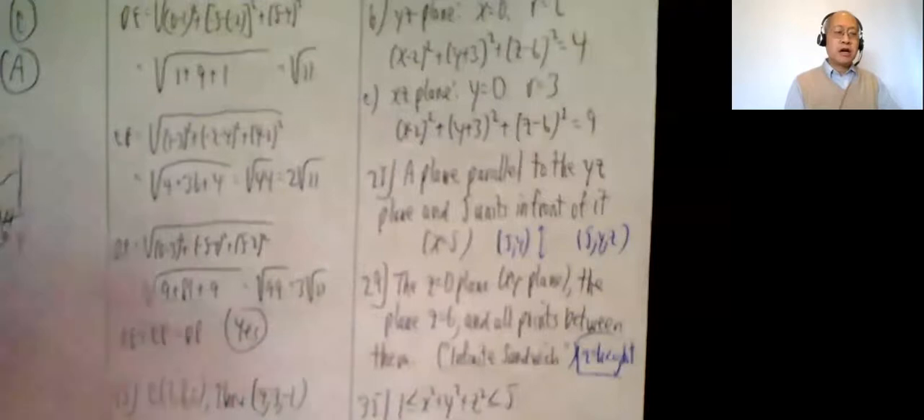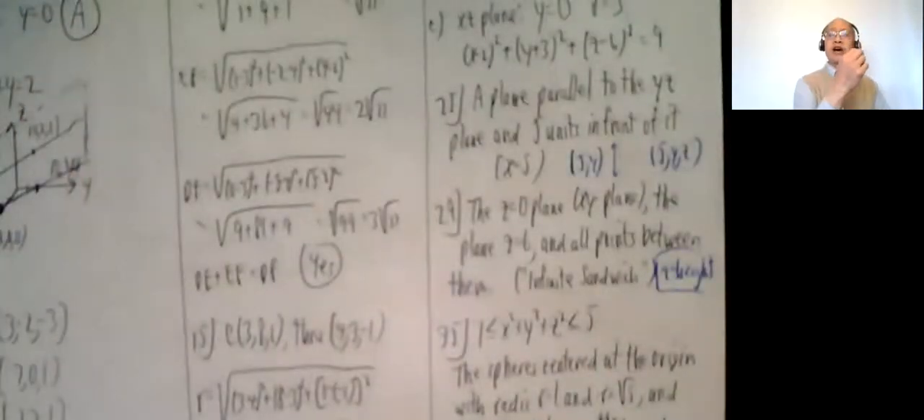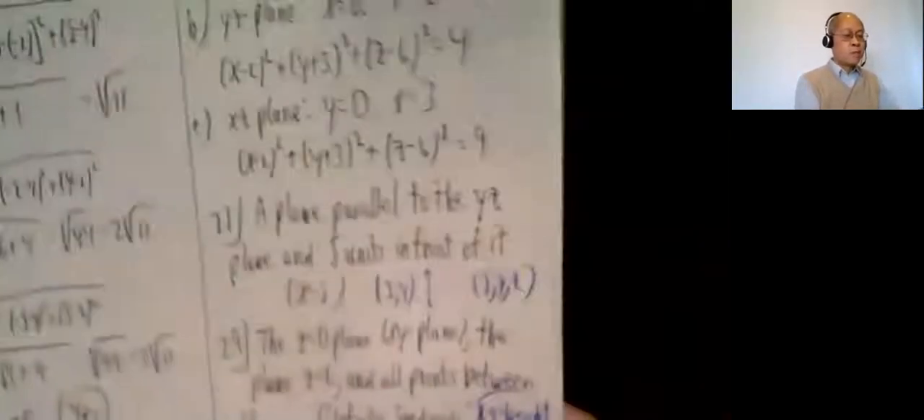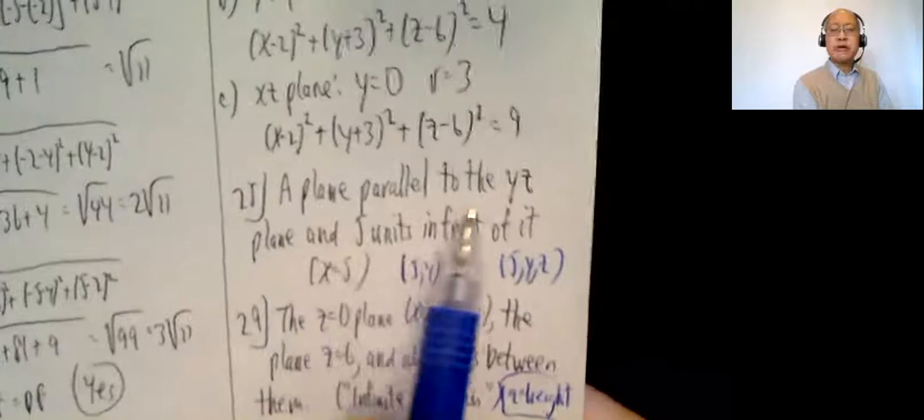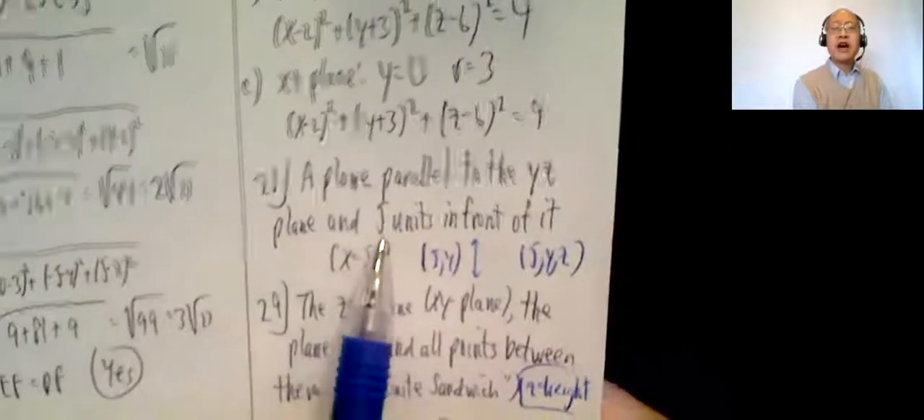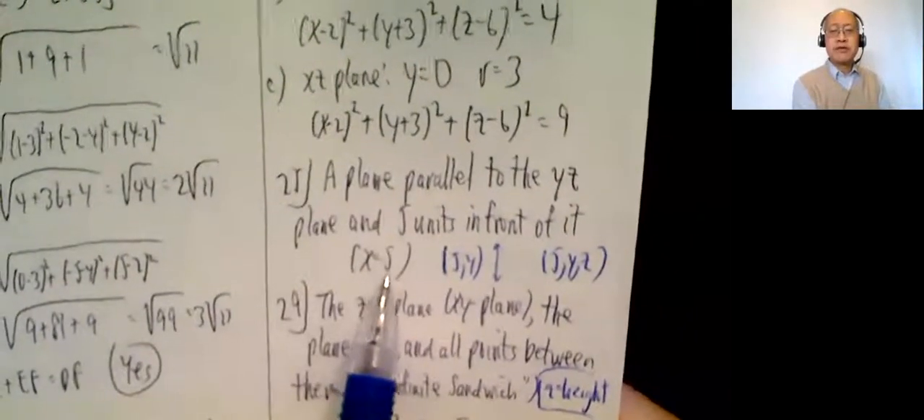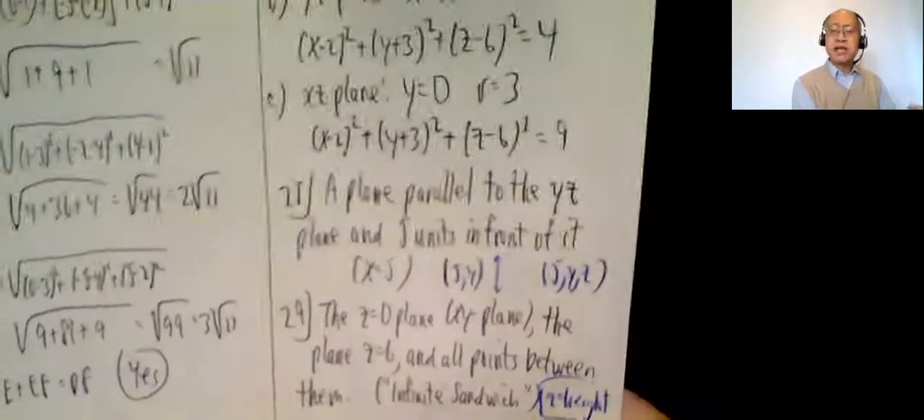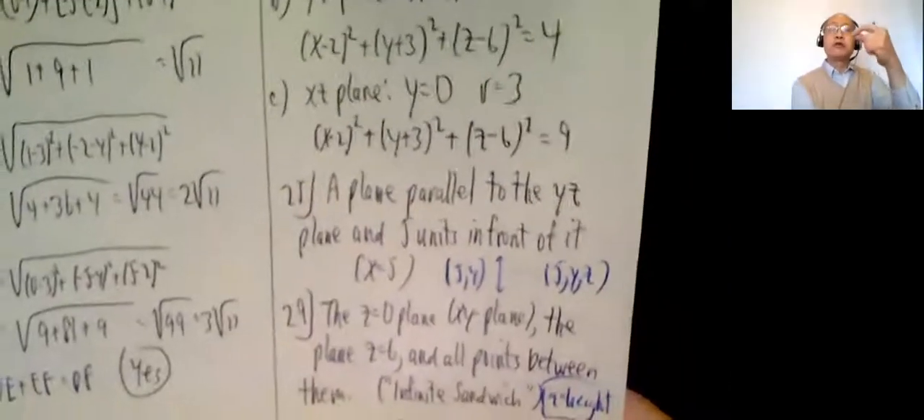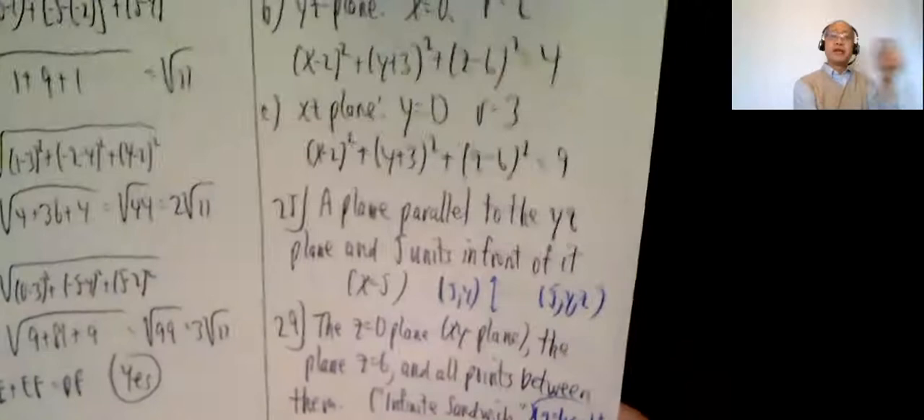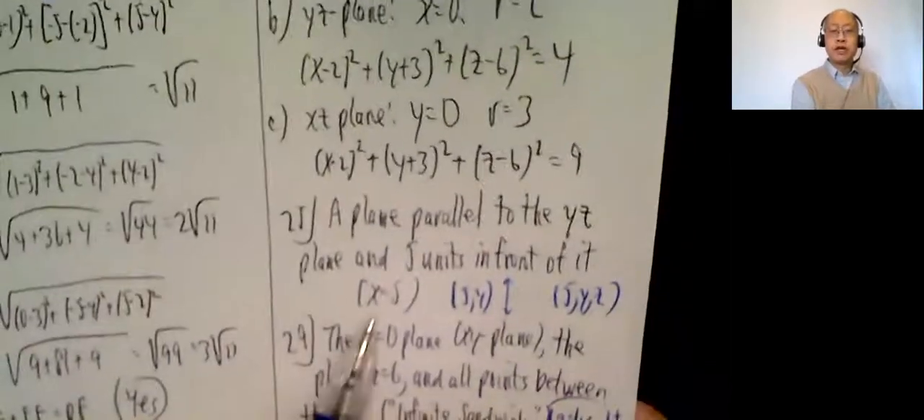You take the plane of the piece of paper and you walk out 1, 2, 3, 4, 5, and then you can go anywhere you want in Y or Z. So you have a plane parallel to the YZ plane and 5 units in front of it. The YZ plane is X equals 0, and then you go 1, 2, 3, 4, 5 out, and then you can go anywhere you want in Y or Z. So that's a description of it.